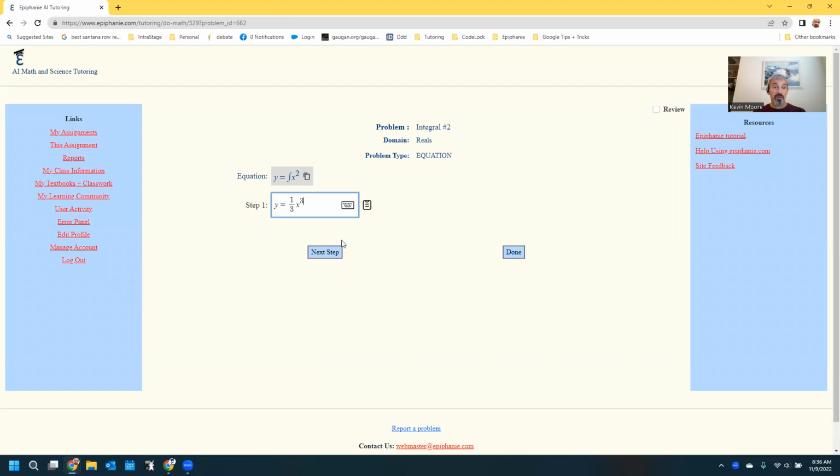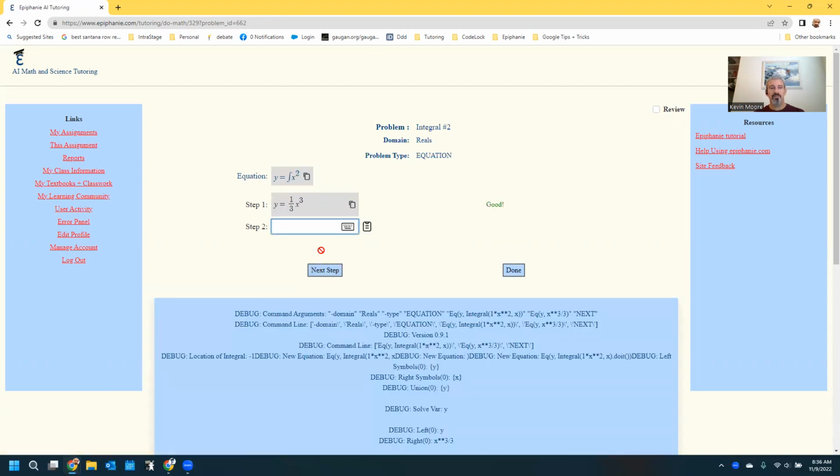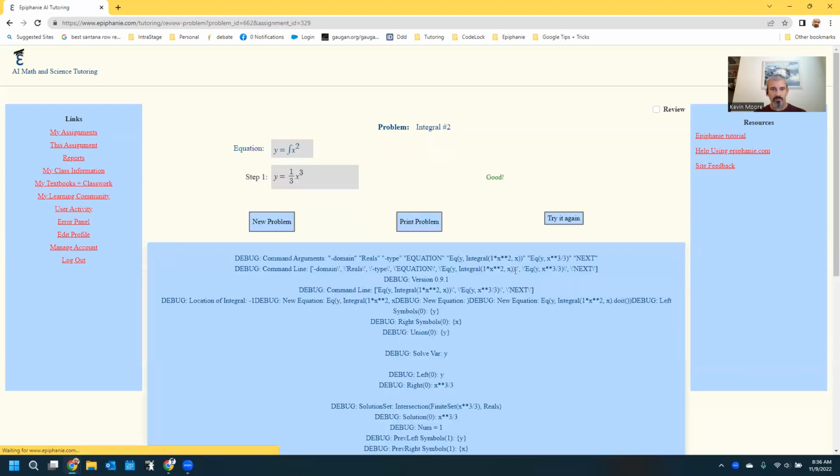However, it doesn't always work if you leave the dx off. So I strongly recommend that you put dx at the end of your integrals. Otherwise, weird behavior may ensue. And I'm going to show an example of that right now. Here's a problem that will not work if you don't put the dx on it. Here's a new problem.